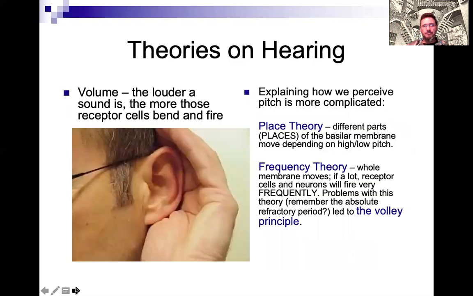Okay? With that, let's get to some other basic theories on hearing. I don't want to dig too deeply in this, but let's go over some of the basics. With volume, how can we tell when something's quieter or louder?